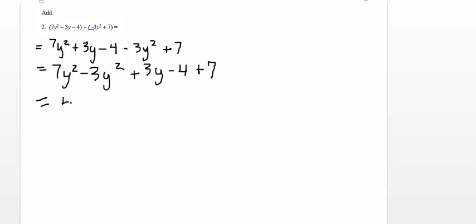I've rearranged things so like terms are together, and now we're going to combine like terms. 7y squared minus 3y squared is 4y squared, plus 3y, minus 4 plus 7 is a positive 3. And this is our final answer.